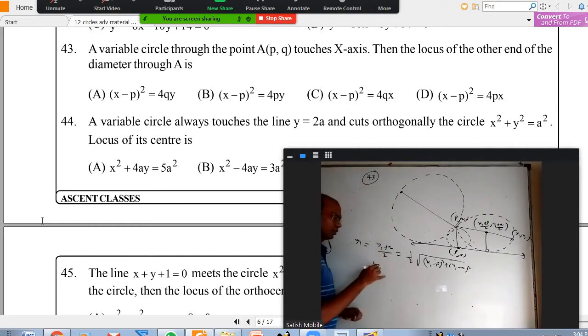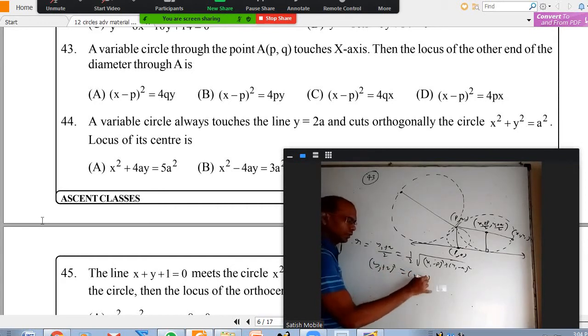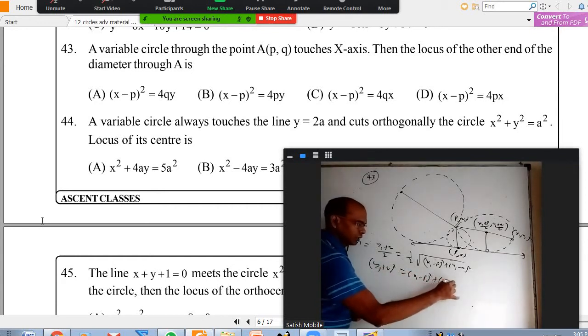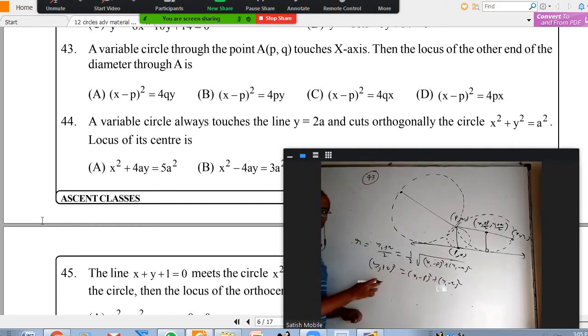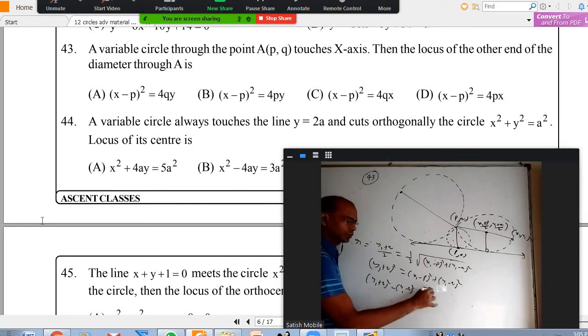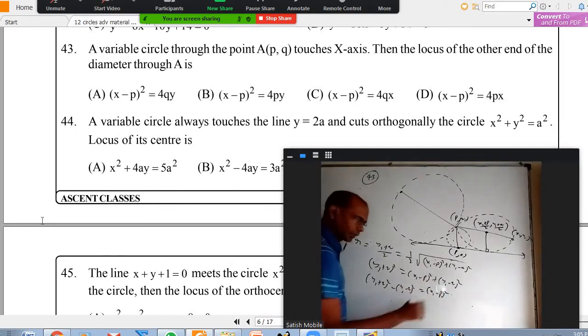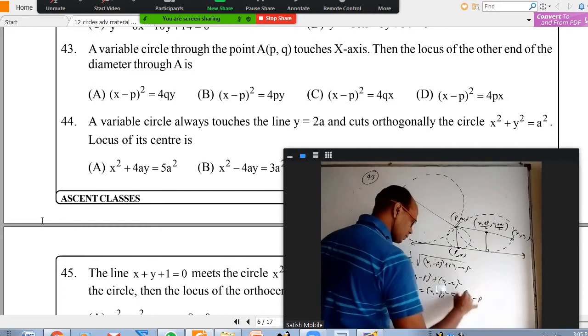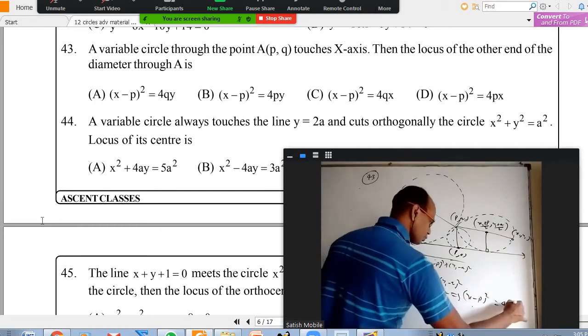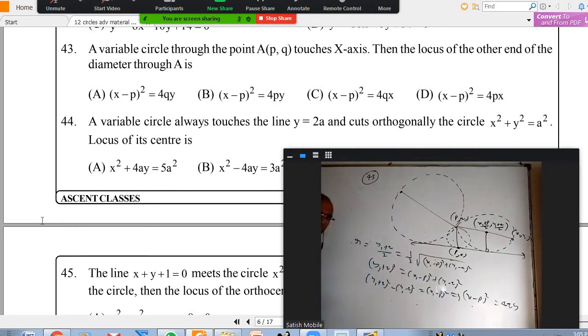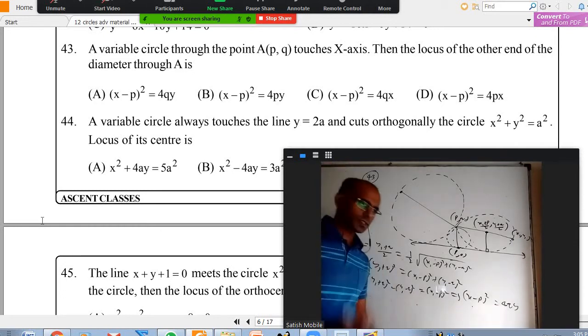Now when you equate, you will get y1 plus q whole square equal to x1 minus p whole square plus y1 minus q whole square. This y1 minus q whole square, if you bring it to this side, a plus b whole square minus a minus b whole square is 4ab. So you will get y1 plus q whole square minus y1 minus q whole square equal to x1 minus p whole square, which is x1 minus p whole square equal to 4qy1. Okay, that is directly the answer.